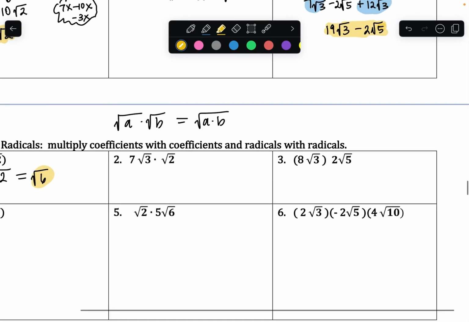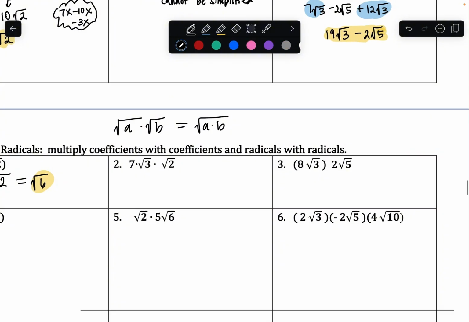Okay, on this next one, we are multiplying, and you can even add a multiplication dot right here, 7 times square root of 3 times square root of 2. And so we can combine these radicals to be square root of 6. And we still have the 7 outside.